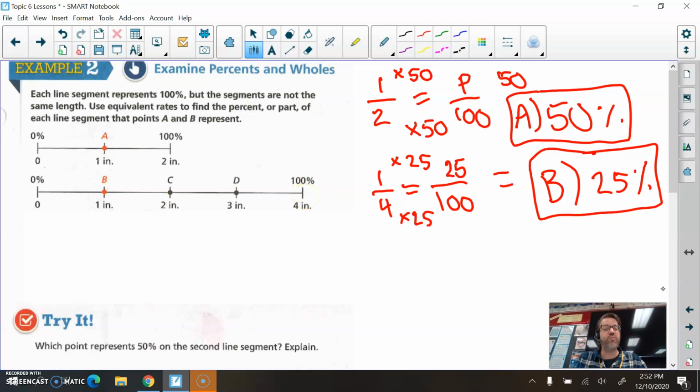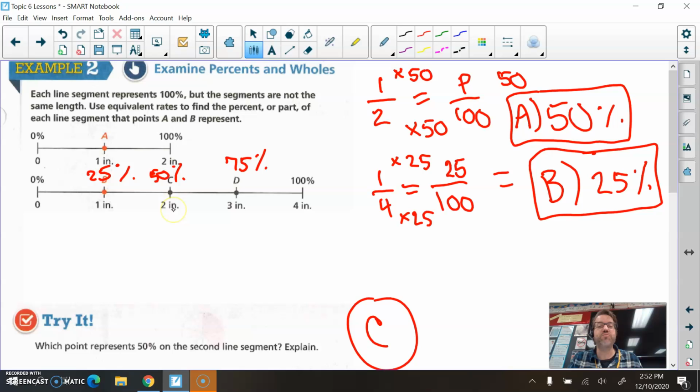So try it. Which point represents 50% on the second line segment? Well, let's see. If this is 25% here, point B, then this would be 50%. This is 75%. And then we have 100% over here. So which point represents 50%? Well, point C, which happens to be 2 inches. And 2 inches is 50% or half of 4 inches.